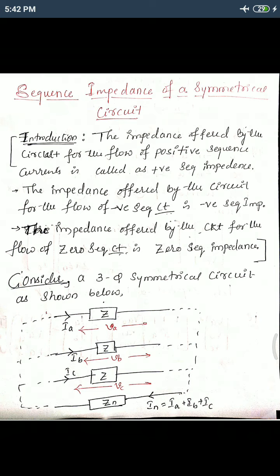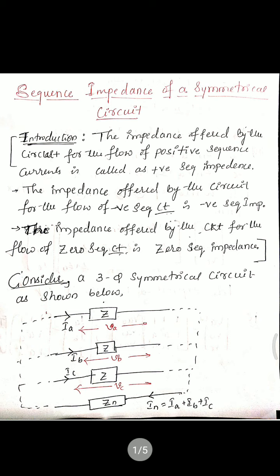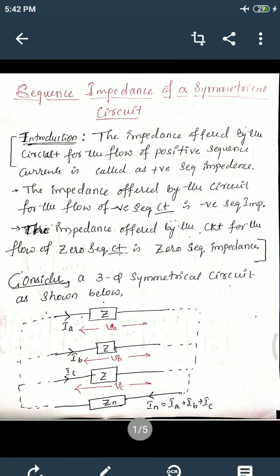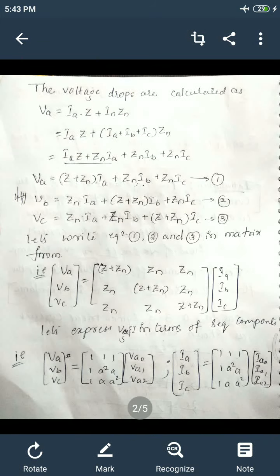Let's derive this. To derive sequence impedances for a symmetrical circuit, let's consider a circuit which consists of three phases, A, B, C, along with the neutral, as shown in the figure. Let's define the voltage across the first phase as VA, across the second as VB, and across the third as VC.